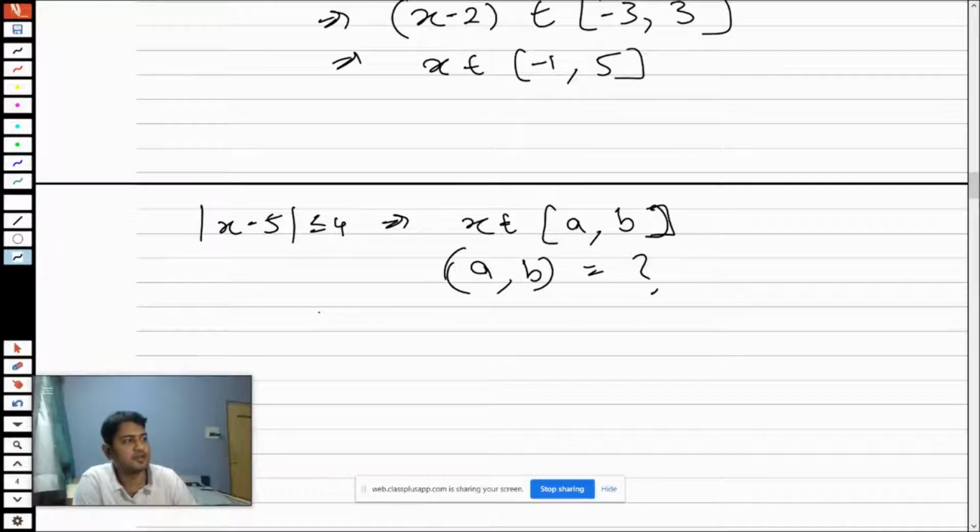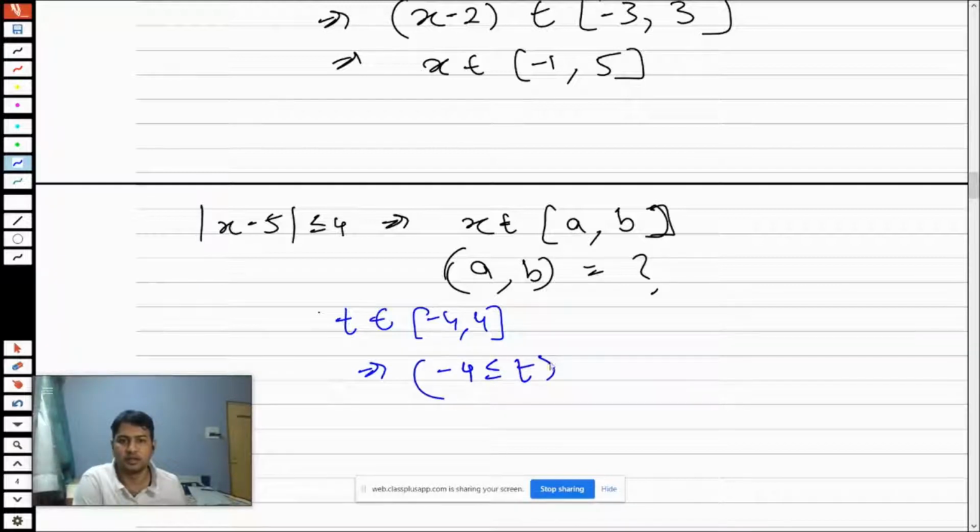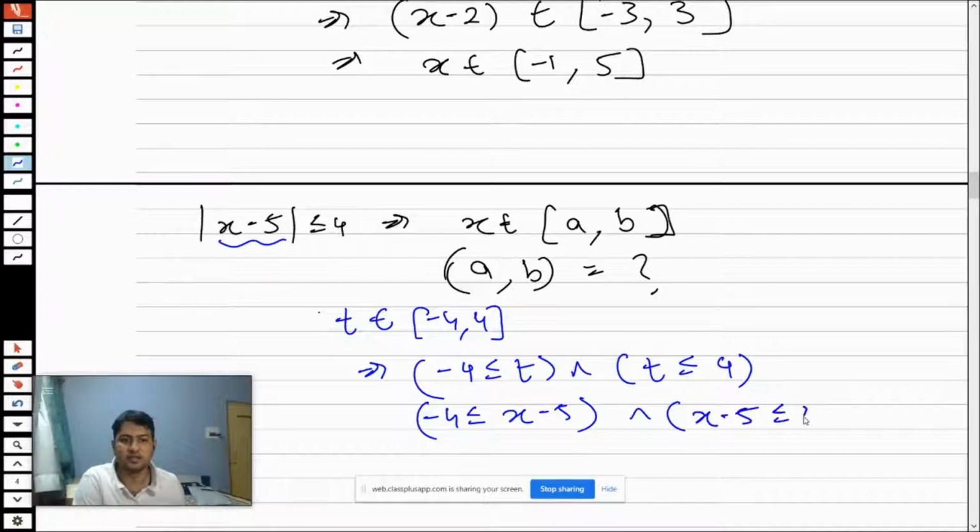If anybody at any point of time has a doubt, you should ask me then and there itself. Minus 1. Okay, so Tanvi, maybe you made a mistake. So this becomes x minus 5, let's say it is equal to t. So going by the correct methodology, we say t belongs to minus 4 to 4, closed brackets, minus 4 to 4. This implies that minus 4 less than equal to t and t less than equal to 4. Then you substitute t equals x minus 5. So minus 4 less than equal to x minus 5, and x minus 5 less than equal to 4.